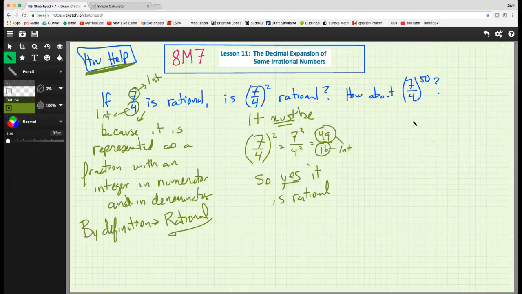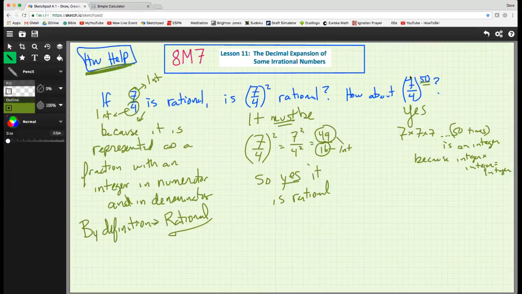Now I'm going to ask you a question, and don't go about trying to calculate it. Is 7/4 to the 50th power rational? What do you think? Well, the answer is yes, because each time you multiply 7 times 7 times 7, 50 times, that is an integer, because an integer times an integer equals an integer.